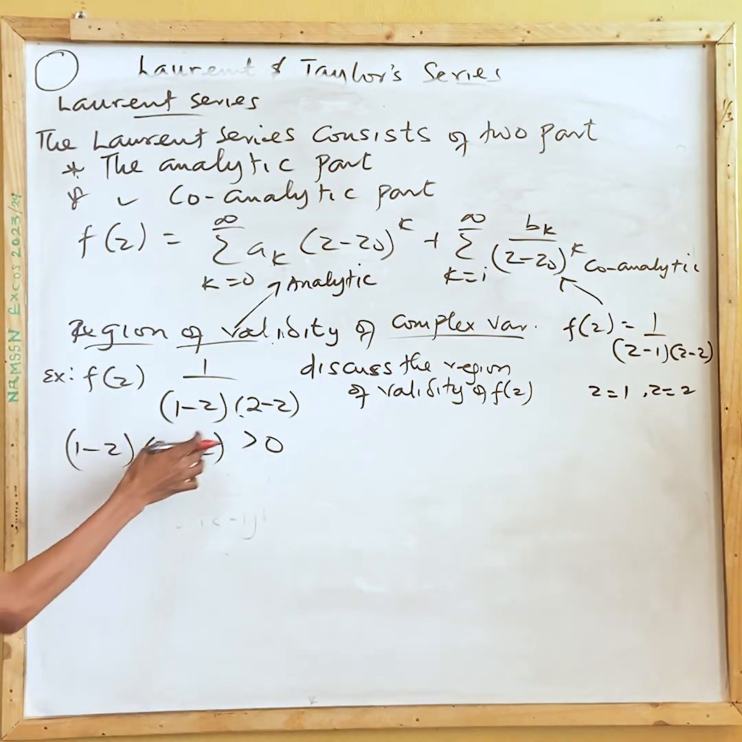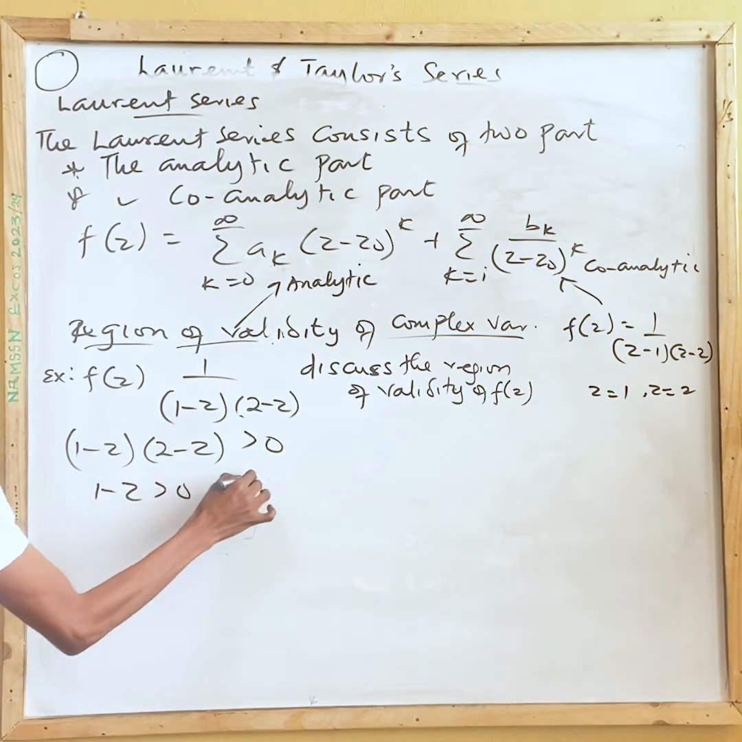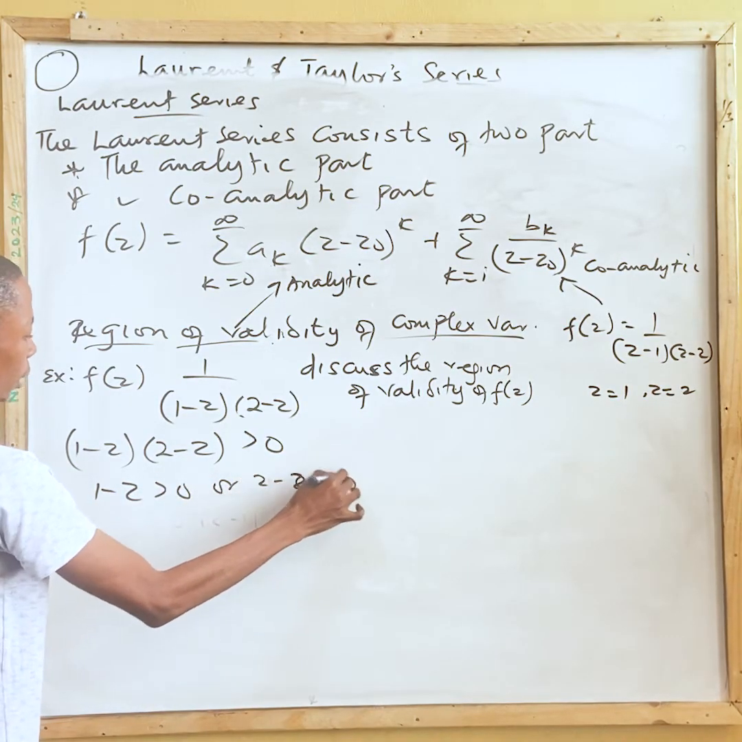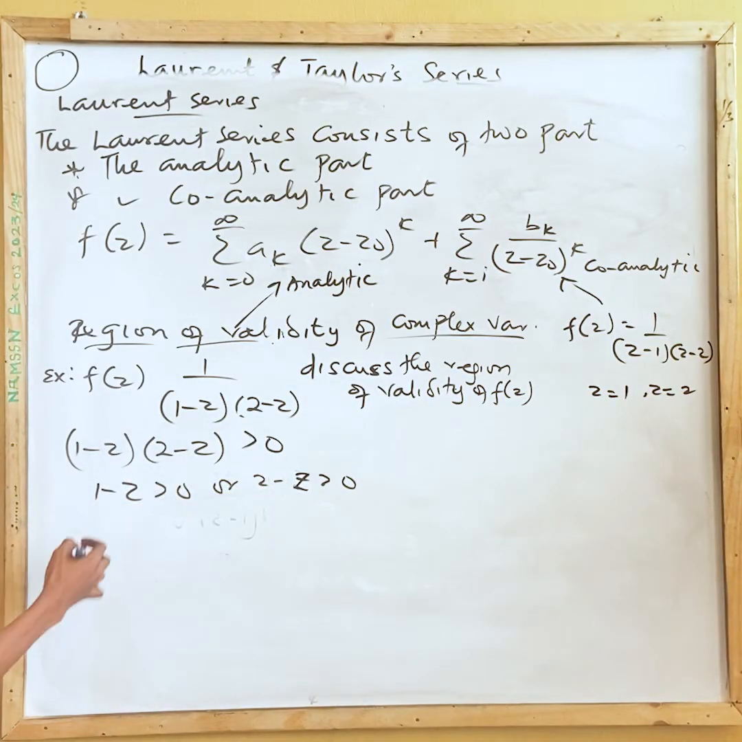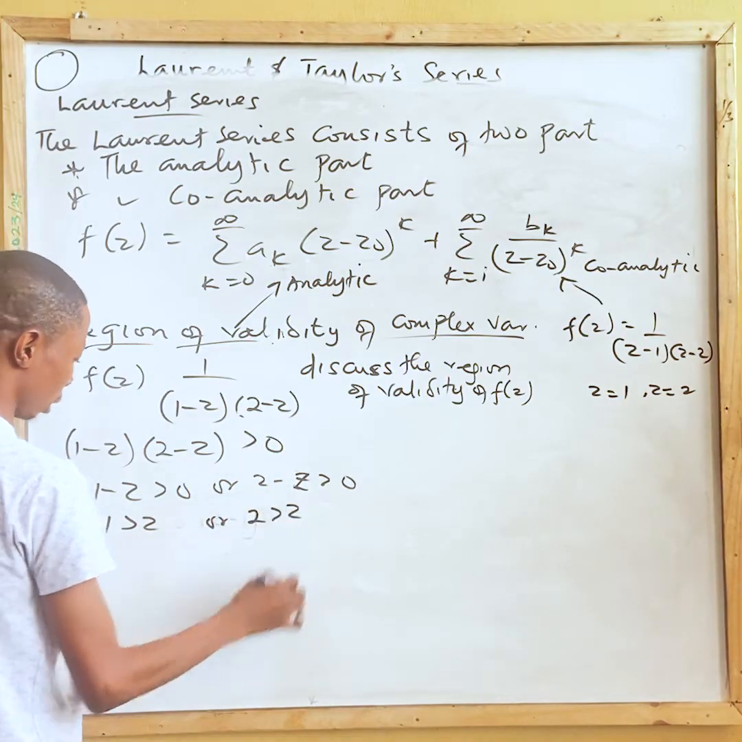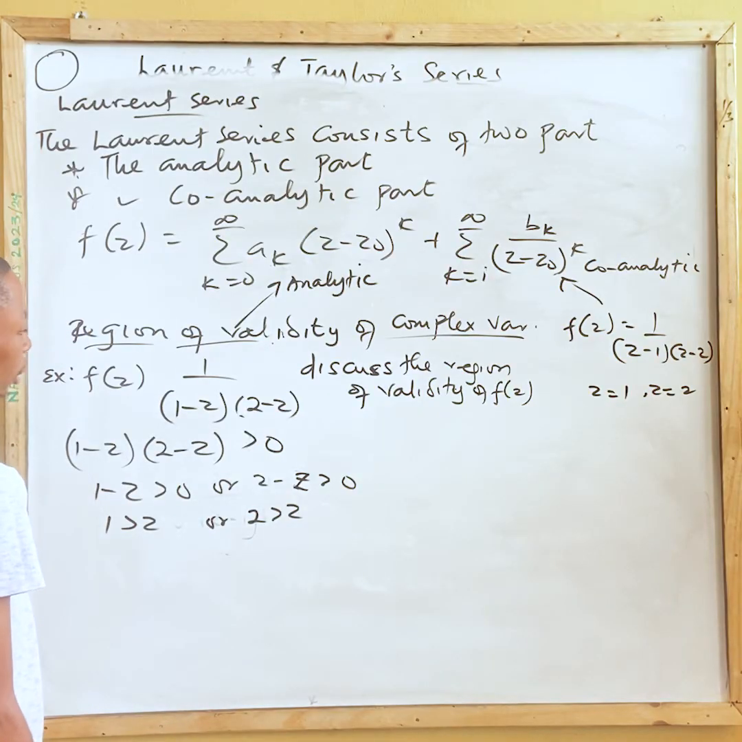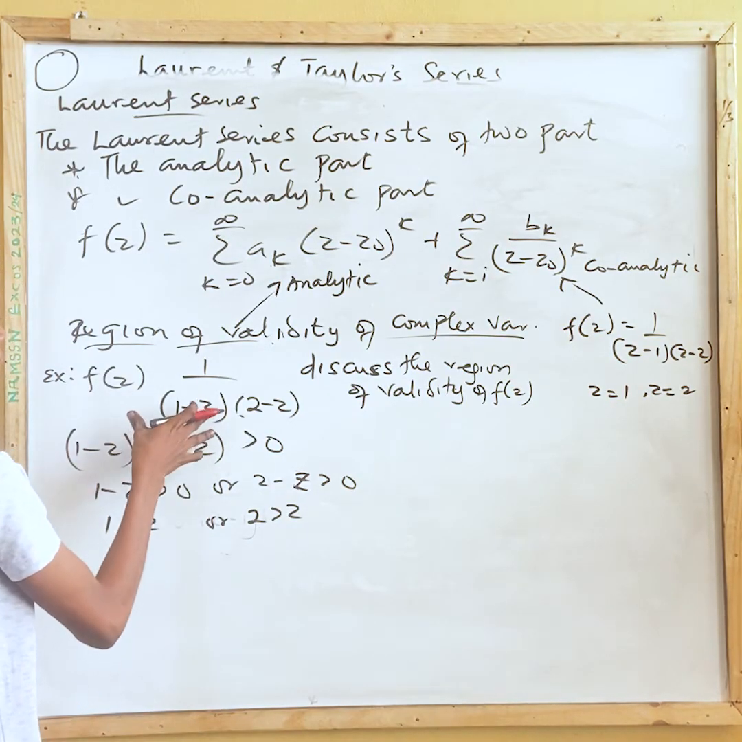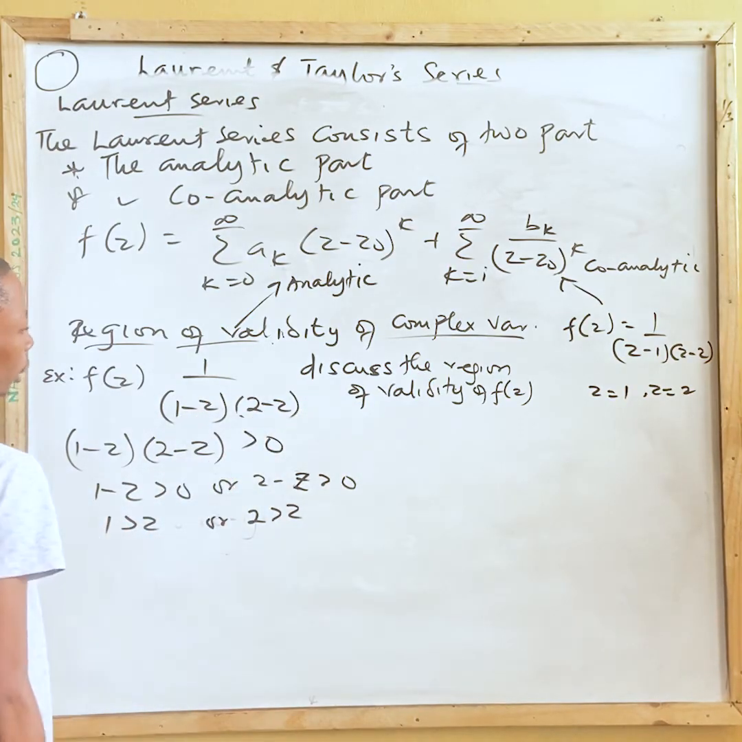So when (1 minus z)(2 minus z) is greater than 0, what does it mean? Either 1 minus z is greater than 0 or 2 minus z is greater than 0. If 1 minus z is greater than 0, it means that 1 is greater than z, or 2 is greater than z. So that is the region of validity of this function. Whenever you are asked to get the region of validity, just take the function less than 0.